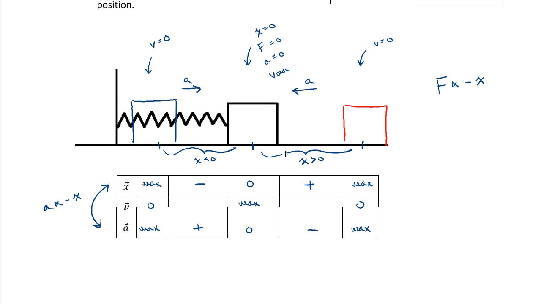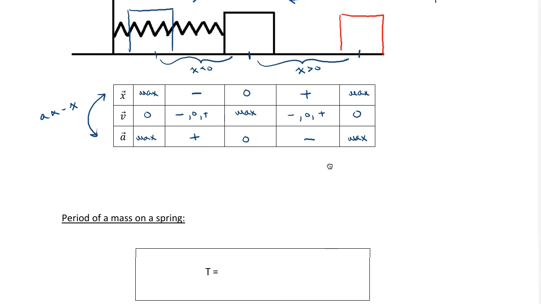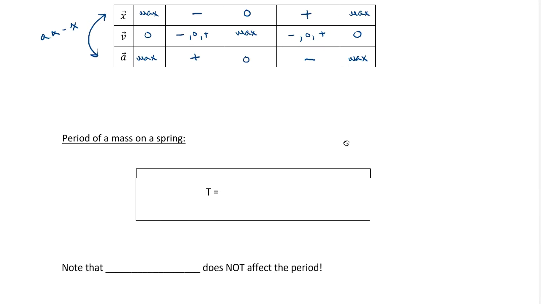Now, velocity is a little bit more involved because with these rightward positions, you can be moving to the right, you could be going from here to here. You could be stopped at the end where you are momentarily not moving while you change direction, or you could be moving to the left. And so in both the leftward region and the rightward region, the velocity can be positive, negative, or 0. So there's a summary and an explanation of the signs and the relative magnitudes of position, velocity, and acceleration.